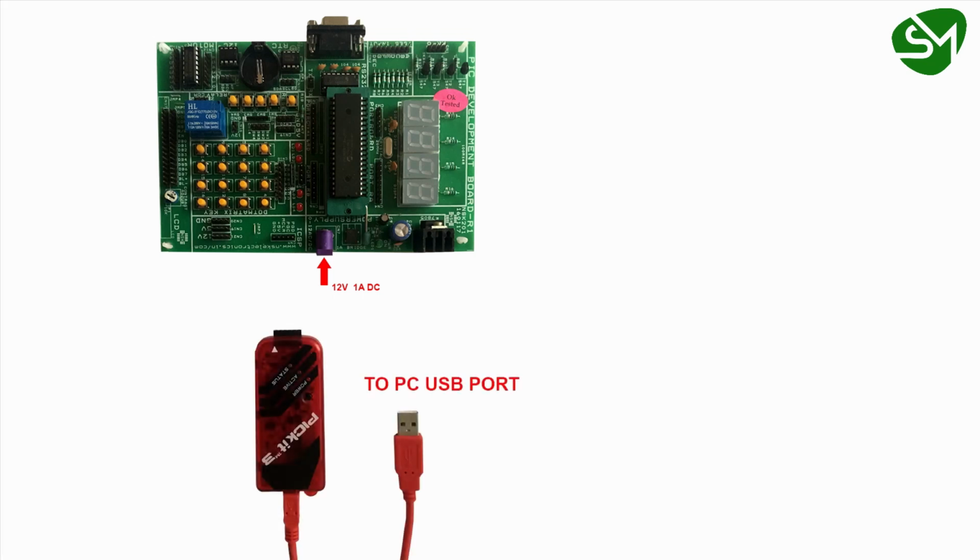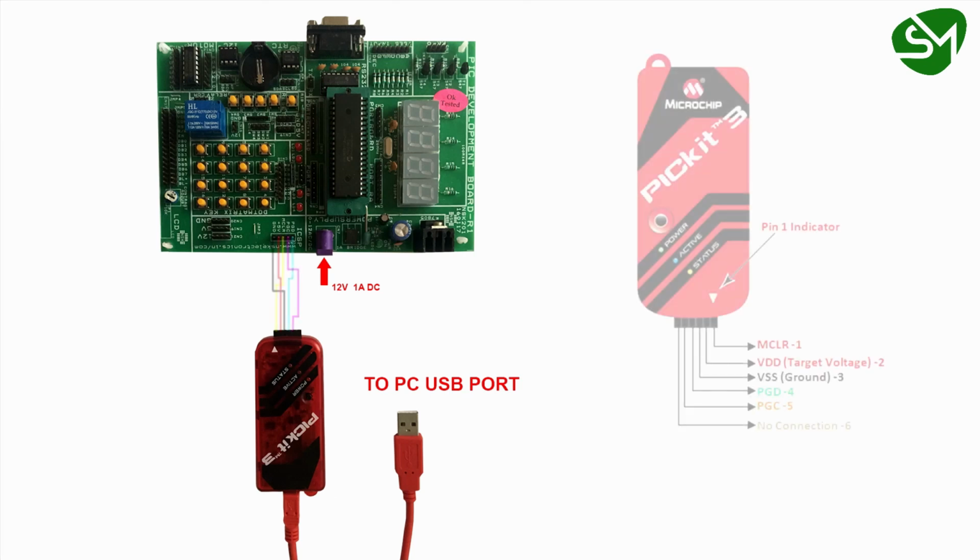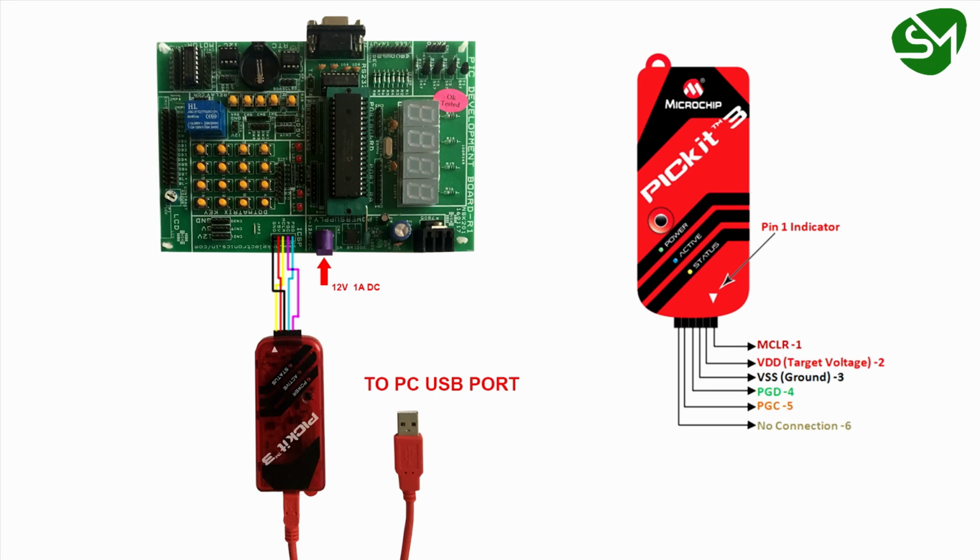For uploading the program onto the microcontroller, firstly power up the development board using an external 12V 1A adapter through this socket provided, and then connect the PICkit 3 to your PC USB port using a mini USB cable. Then the terminals of PICkit 3 are connected to the microcontroller as per this circuit diagram.